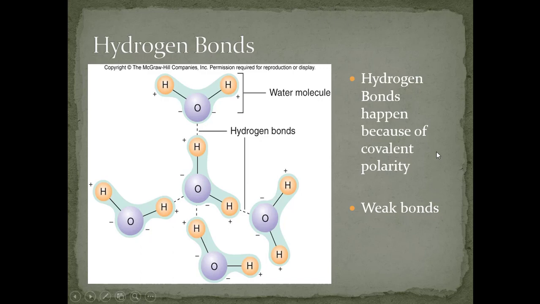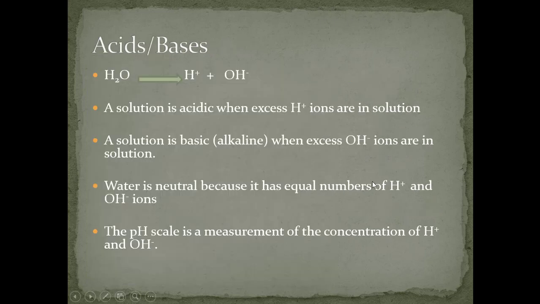Hydrogen bonds, again, they're more between different molecules, like water molecules are the big example here. The negative oxygen binding to the positive hydrogen. They happen because of covalent polarity. Polarity basically just means the difference in charge between the oxygen and hydrogen, making this a negative and this a positive. They're weaker bonds than, say, a covalent bond would be between the oxygen and the hydrogen as part of this molecule. So this bond is going to be weaker than this bond.